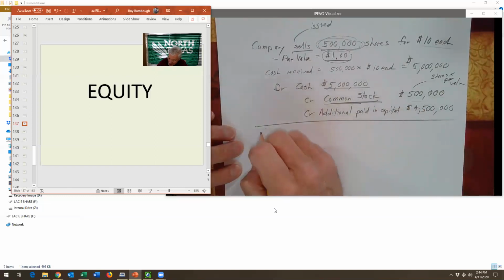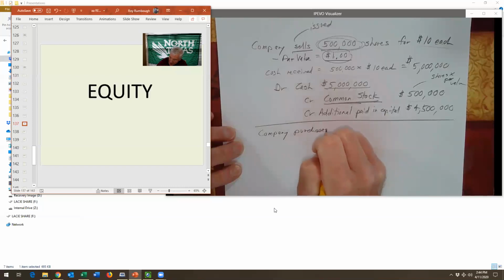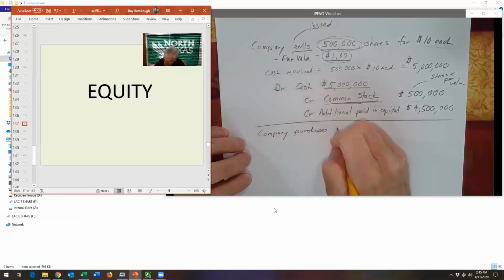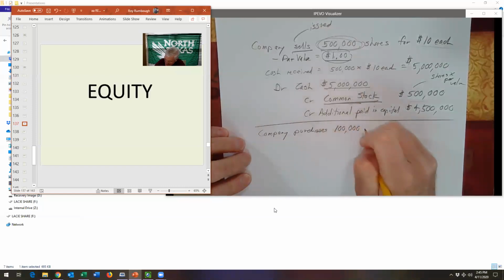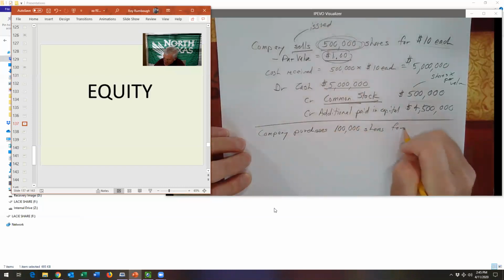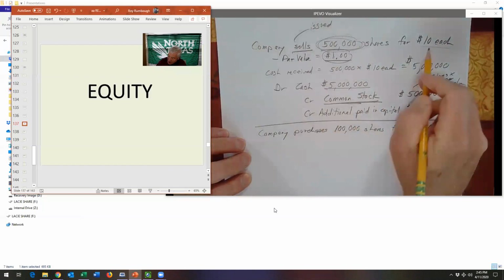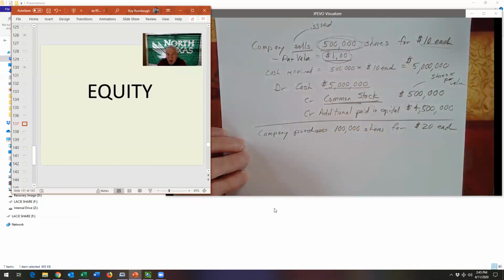Let's say the company purchases, let's do an amount, some of these shares. Let's say they purchase 100,000 shares of its own stock for $20 each. In other words, this stock price went up from 10 to 20, and now the company wants to go out and buy back some of the shares. It's a big thing. A lot of companies are buying back shares of their own stock right now.